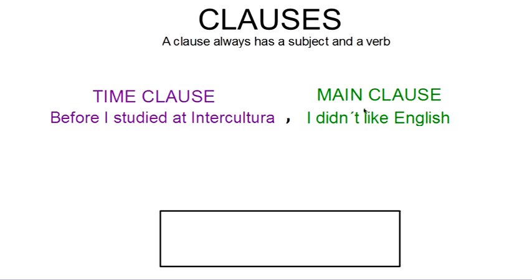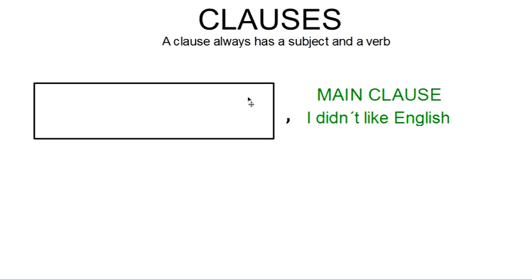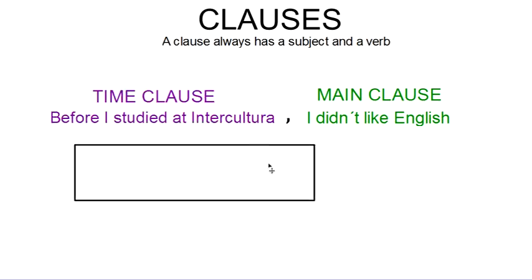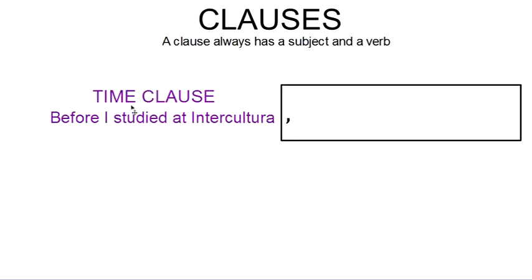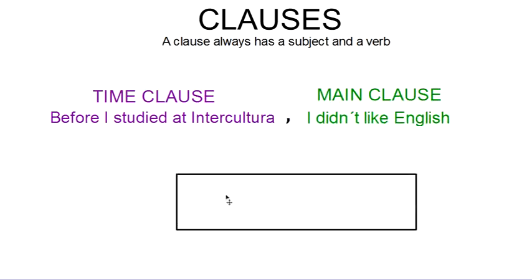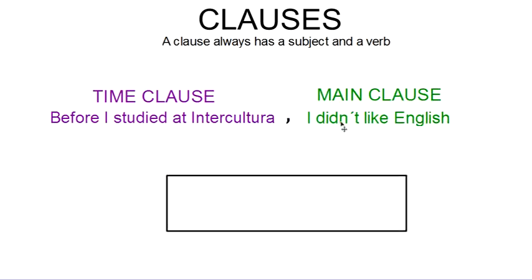Now, I call this my main clause because if I cover up my time clause and I say I didn't like English, that's a complete idea and it does not need any more information. So that's why it's a main clause. It is independent. But if I cover my main clause up and I read this, it says, before I studied at Intercultura, and I get the idea that I need something more. I need to finish this idea. So my time clause is very dependent, right, on my main clause, right? So we're going to look at time clauses and main clauses today.